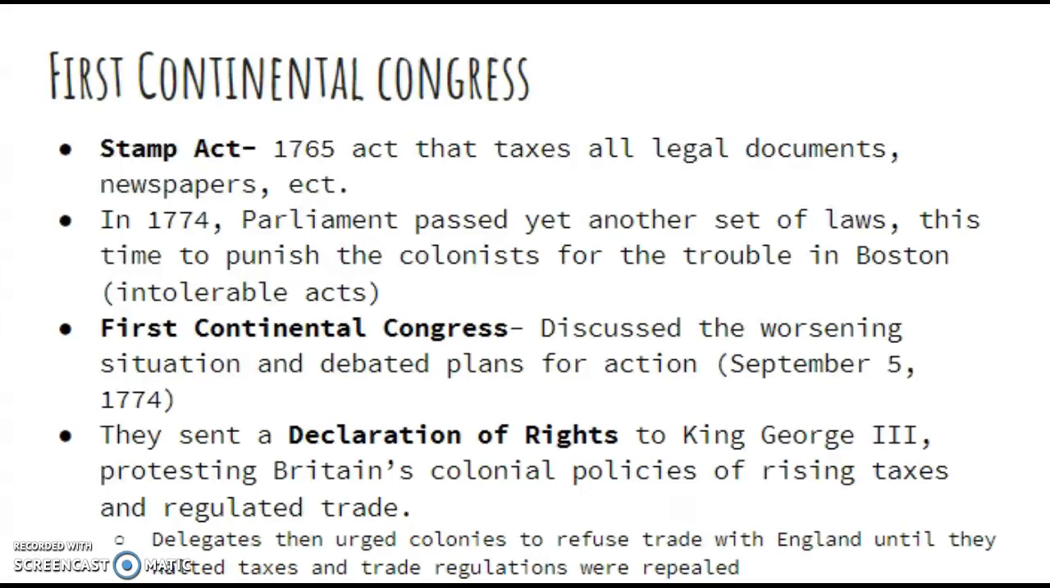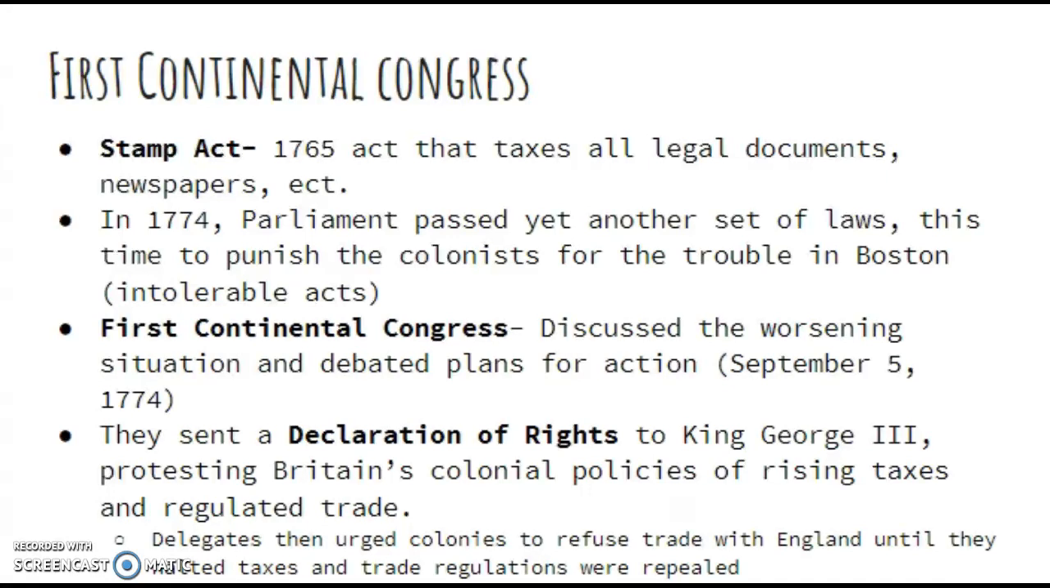First Continental Congress discussed the worsening situation and debated plans for action on September 5th, 1774. They also sent a Declaration of Rights to King George III, protesting Britain's colonial policies of rising taxes and regulating trade. So with the Declaration of Rights, this was kind of our first warning that said, hey, either you lessen these taxes, or we are going to consider separating from you. So it was kind of a warning, and the king did not take it very seriously.